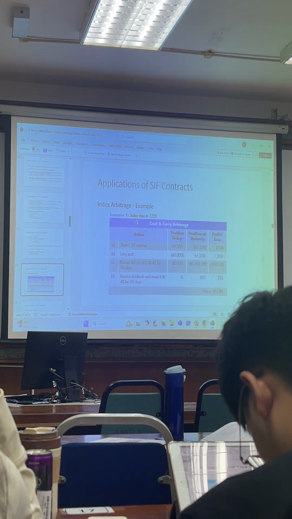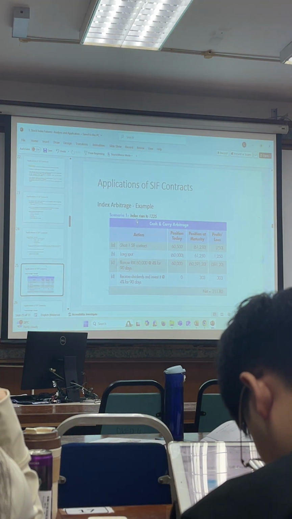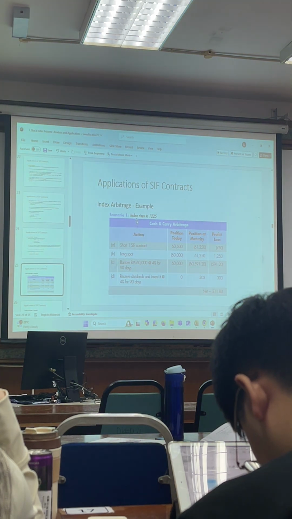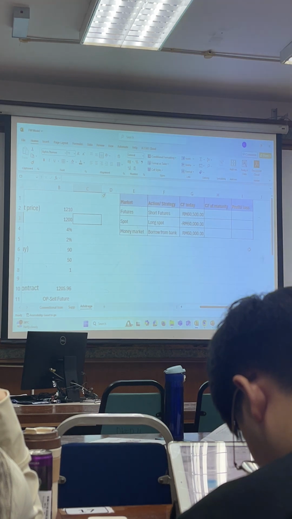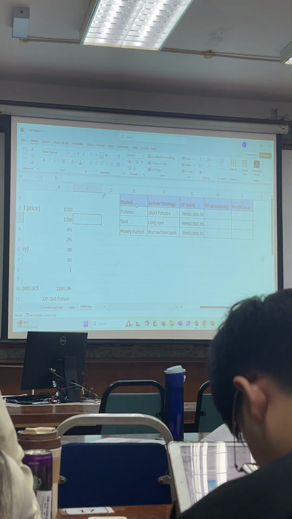So we say that the first scenario is that the index rises to 1225. Right, so we can put it here. That is maybe scenario 1. I don't know where you can put it here. So you can put it here. Scenario 1.